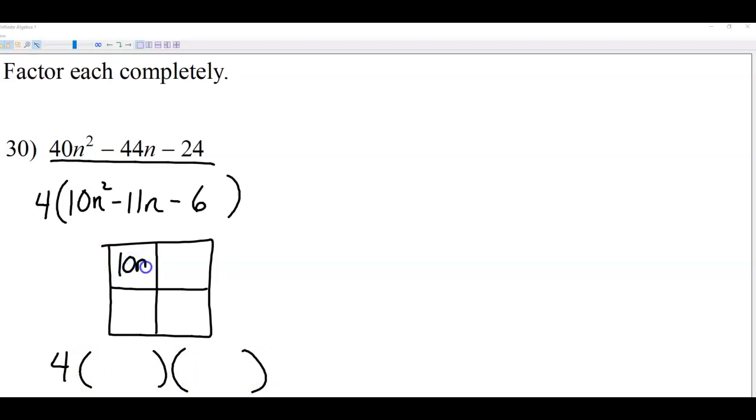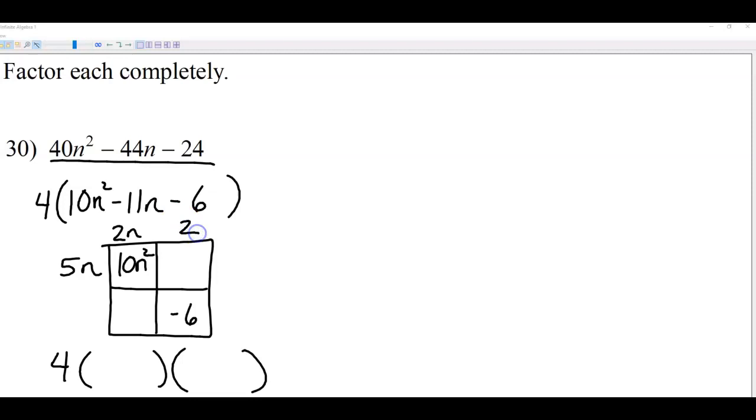So we put our first term here, last term here, and we're looking for 2 numbers that multiply together to make 10n squared. I'm going to try 10n. Well, actually, I don't like to do the big ones first. I'm going to try the small ones. Let's do 5n times 2n. We also have a 6 down here. Now, 2 times 3 makes 6.